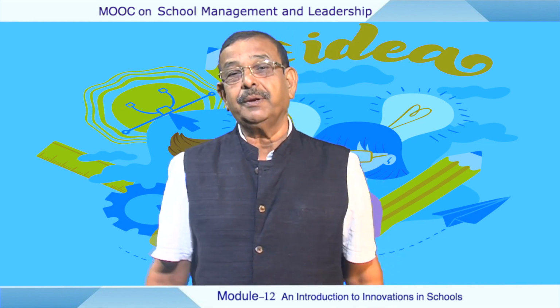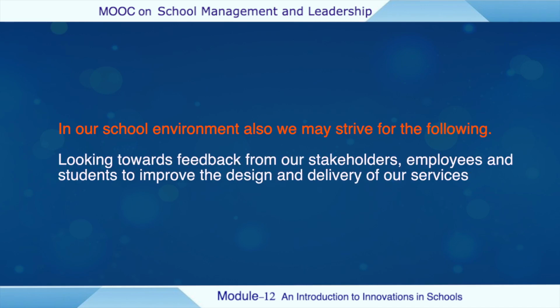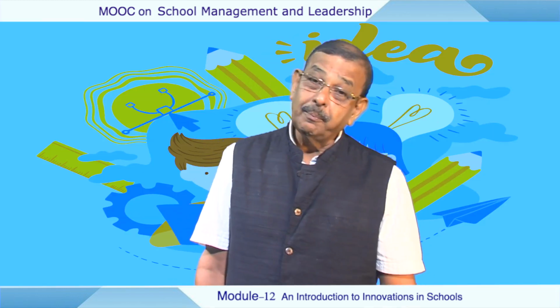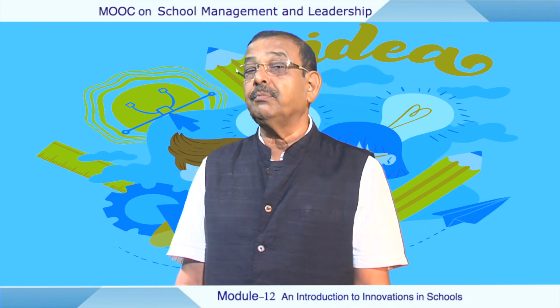In our school environment also, we may strive for the following, taking example from Kaizen, which means small development. We need to be concerned about feedback from our stakeholders, employees and students to improve the design and delivery of our services, because our services are meant for them. We can actively encourage our employees and teachers to do something new and better with whatsoever resources we have. They normally would complain about lack of resources, but with limited resources also we can do many things.